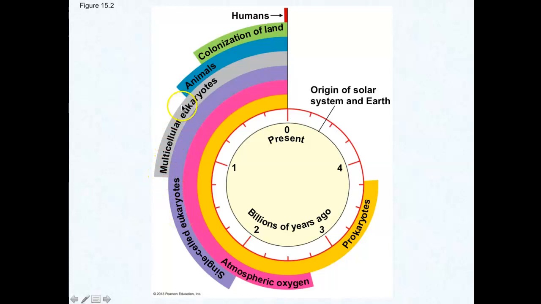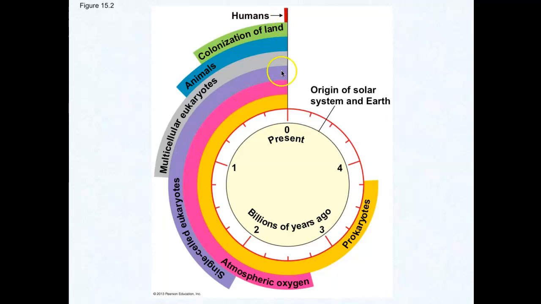then multicellular eukaryotes, then we have animals, then we have land. So this is important because where did the animals first develop or evolve? They would be in the water, right? So life was pretty much confined to the waters. And then there was this movement onto land. So colonization of land, of plants, as well as animals. And then we have a little tiny sliver where humans have existed on the planet.